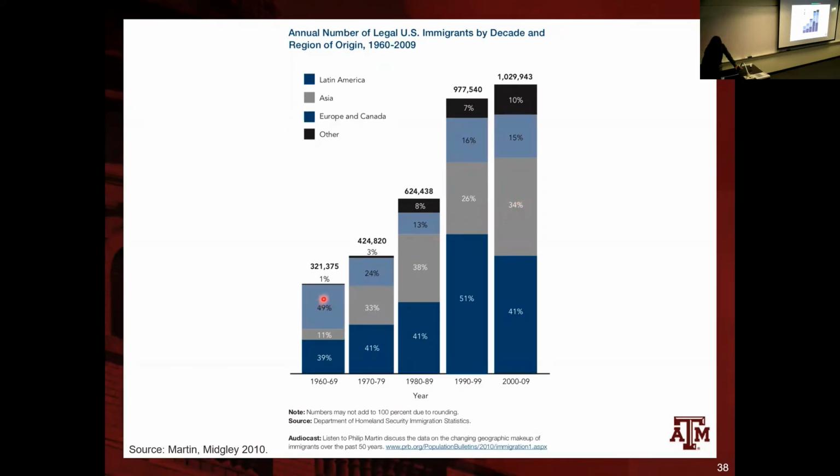And the share of those coming from Europe and Canada, the light blue, kind of declining over time from 49% to 15%. And all the areas, which includes Africa, increasing from 1 to 10%. And from Latin America, it's interesting, increased from 39 to 51%, but then it declines now, more recent years, to 41, right? And increasing the share of Asians.